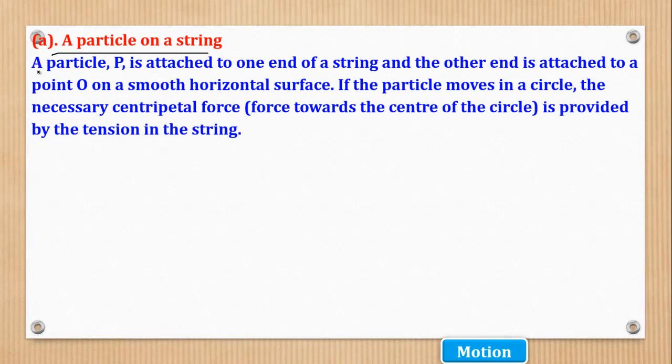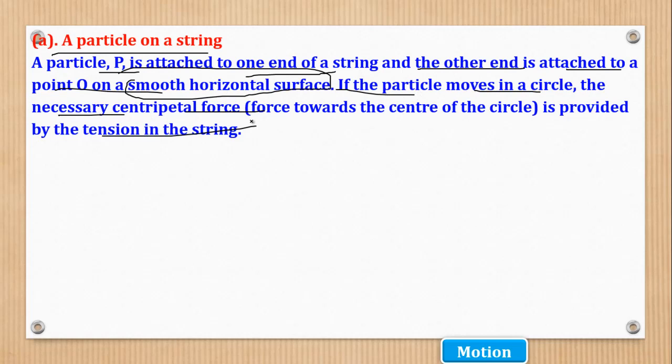but moving in a horizontal circle. That means a particle P is attached to one end of a string, and the other end is attached to a fixed point O on a smooth horizontal surface. We are saying smooth because this time it is the tension in the string which will provide the centripetal force. If there is no string, it means the table should be rough, so the friction provides the necessary centripetal force. If the particle moves in a circle, the necessary centripetal force is provided by the tension in the string.